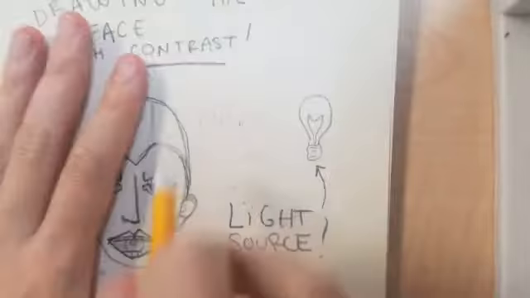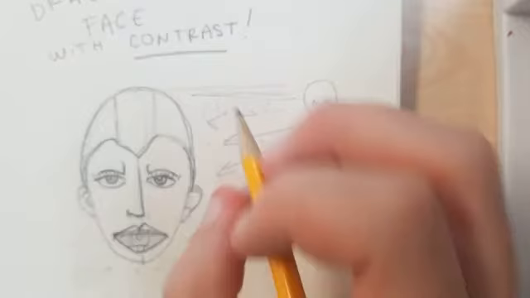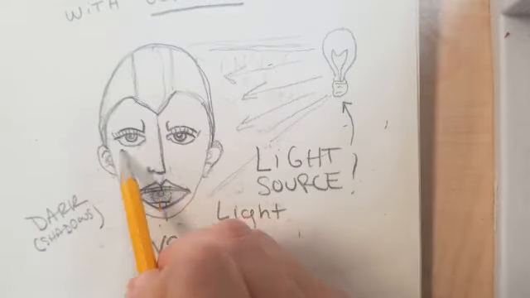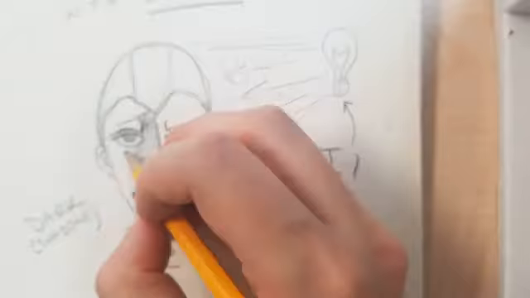Then you want to do a light source. I know this is moving fast, but for the light source, you want to pick one side for the light to come from, and then you'll have a dark side and a light side.